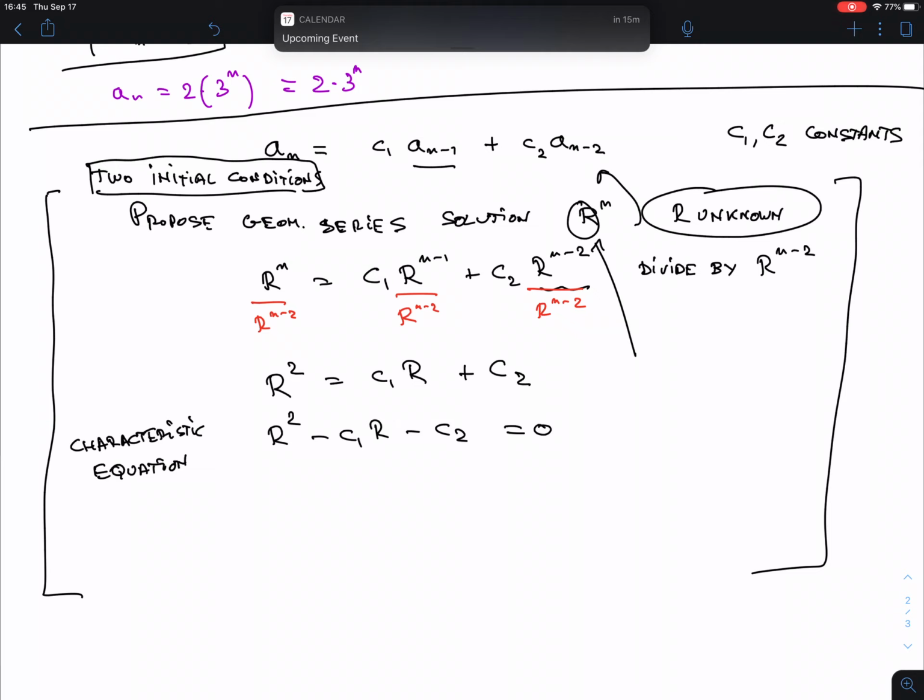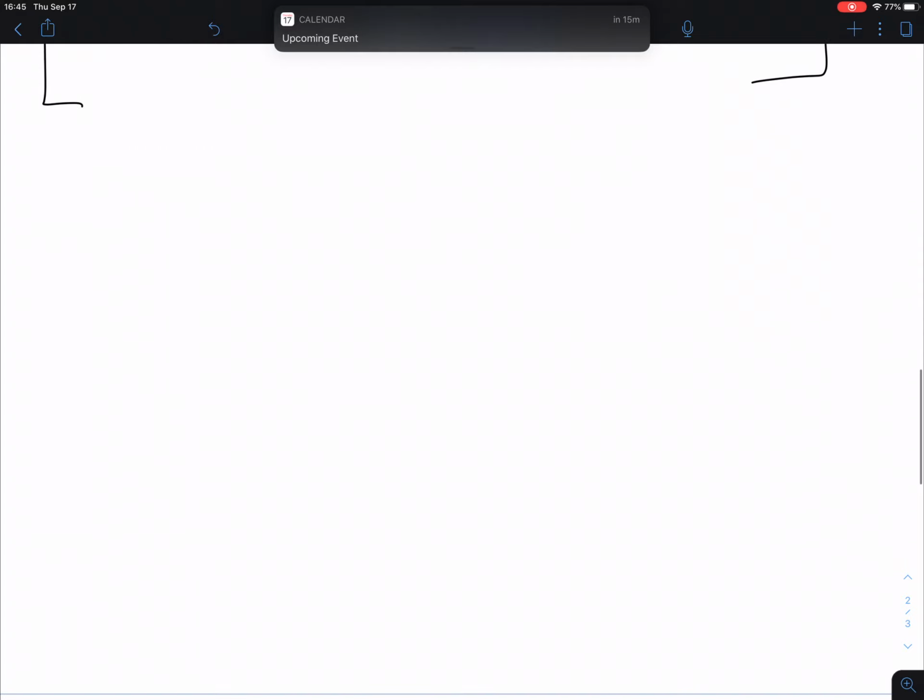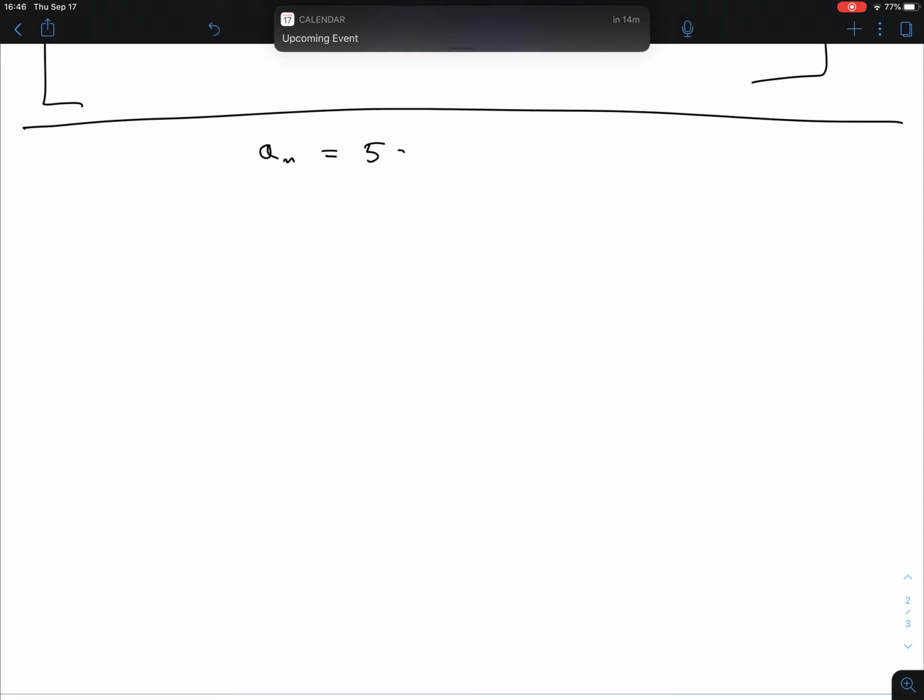Okay, so how do we do this then? As I said, all this was between parentheses just to explain now the general technique. Here's the general technique, and I do it on an example. I do the following example. I have the equation a_n is 5 times a_{n-1} minus 6 times a_{n-2}.